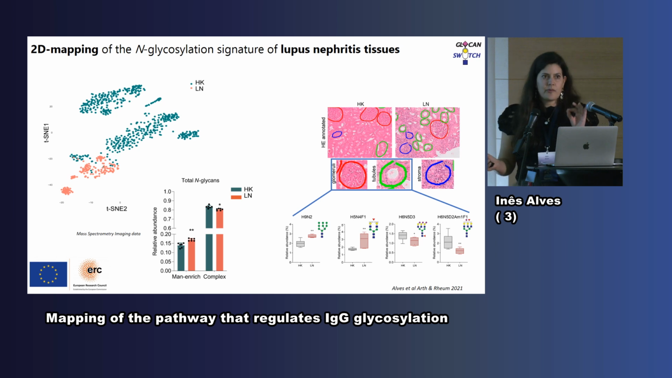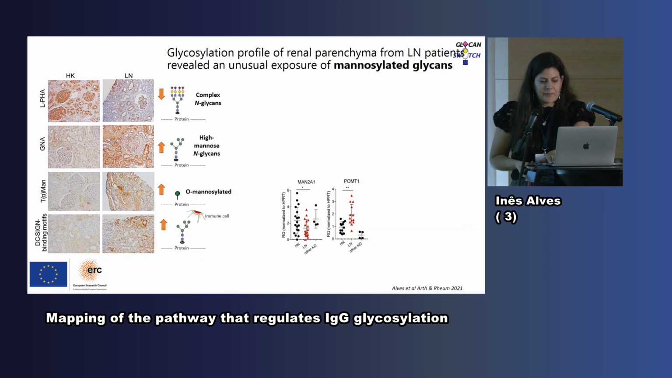And one of the top glycans that appears to be increased is the MAN9, actually a very similar microbial-related glycan. We validated these findings in lectin histochemistry by LPHA and GNA lectin, and we found the same trends.